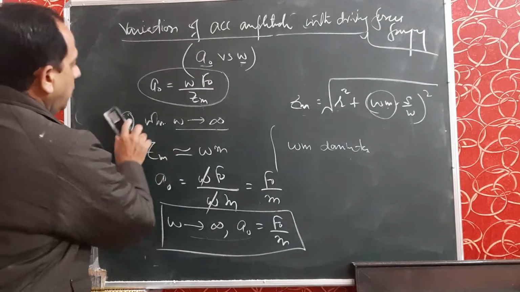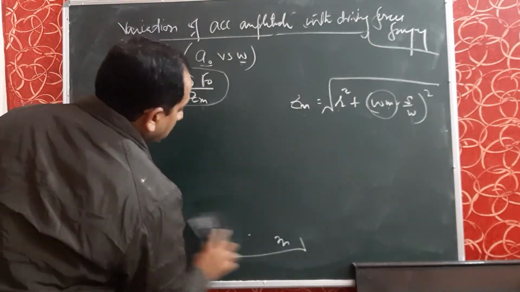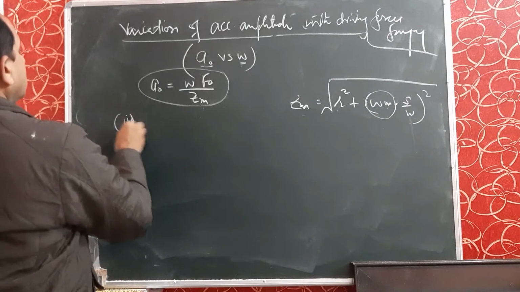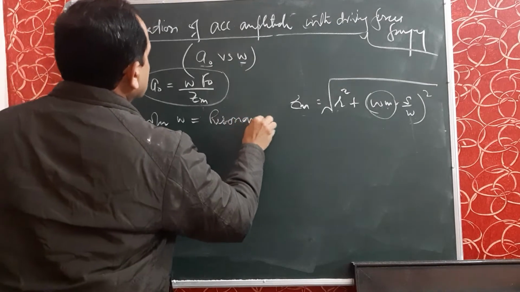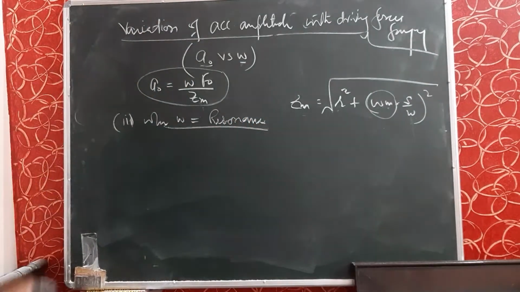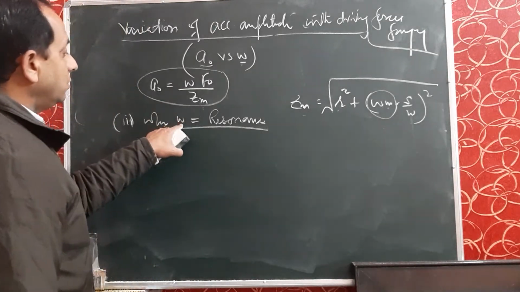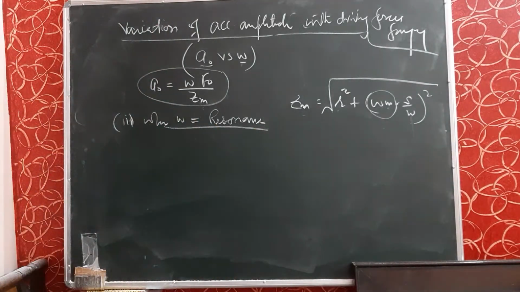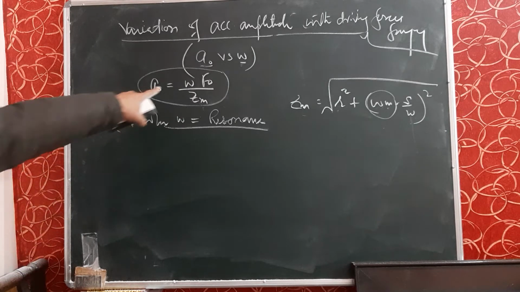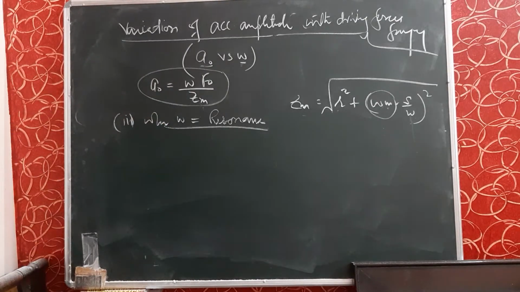And the third case, when omega is at resonance. In this case, we have no particular value of omega at which the circuit becomes resonant. So we have to find the value of omega at resonance. Firstly, we have to calculate the frequency at resonance. Then we will put that frequency in this equation, and finally we will get the value of a naught.